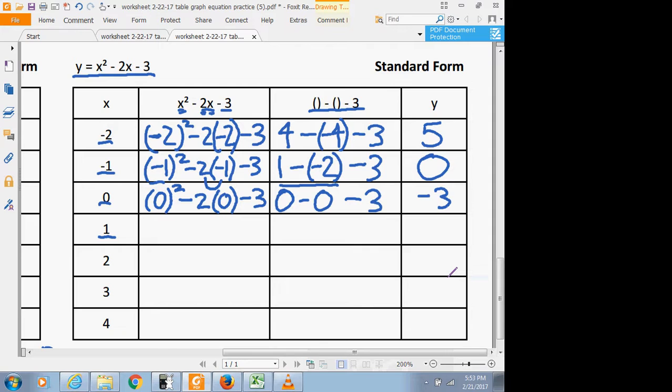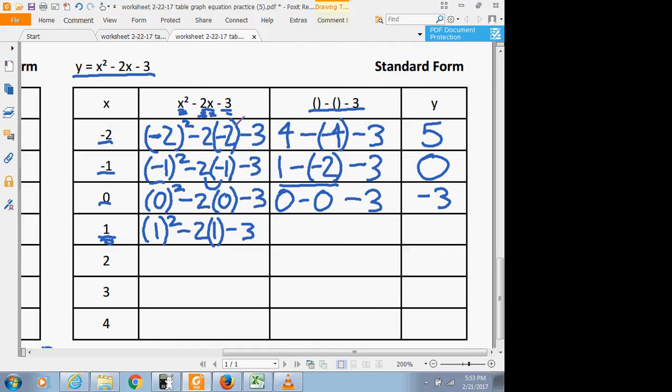Okay, so you were plugging in 1. You get 1 squared. X, 1, you plug in 1. Minus 2, this is always 2. X is 1. I see an x here, I put in 1. And then I do minus 3. It's always minus 3. It doesn't change with x.